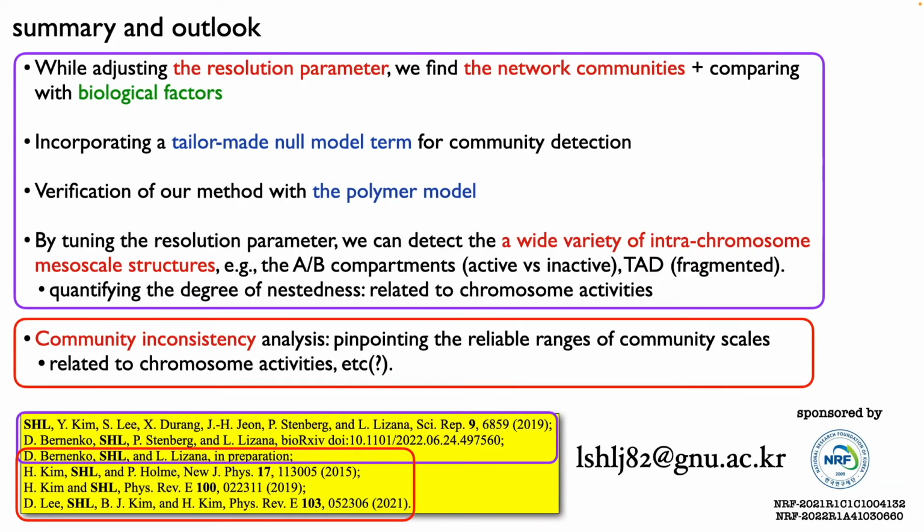So here's a summary of my talk. Throughout our journey of analyzing human chromosome contact networks with network community detection, we encountered various issues such as a tailor-made null model, comparison to the polymer model, and recently the question of hierarchy or inconsistency. And I believe all of these seemingly technical issues could be keys to open new directions of research. So hopefully the audience enjoyed my talk and will think about these problems as well.